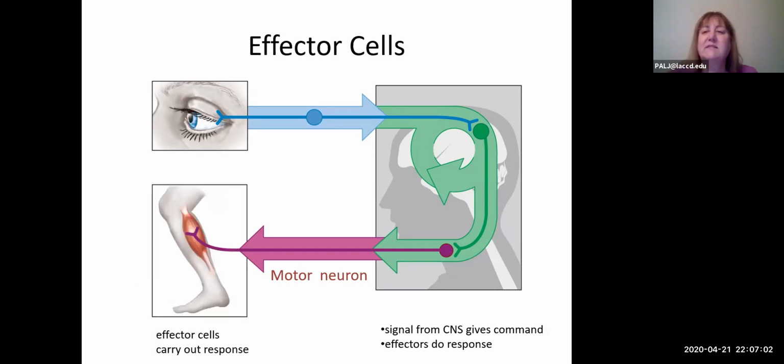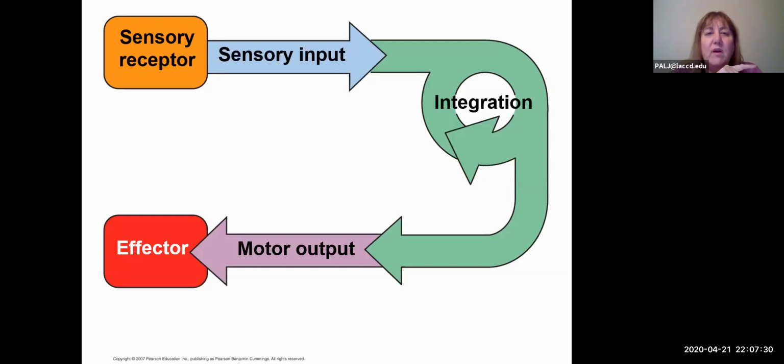And then the last step is the effector cells have to carry out the response. The response can either be excitatory or inhibitory depending on what message it gets. I know usually we think, oh, well, muscle's going to contract and something's going to happen, but it could be inhibitory as well. Just keep that in the back of your mind all the time, even though usually we'll be talking about excitatory responses. Okay, so at this point, I think you've got the 5 steps with the 3 functions of the nervous system. If not, pause it and review it again.